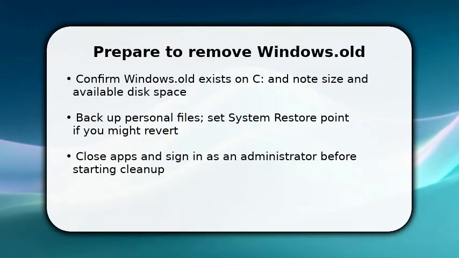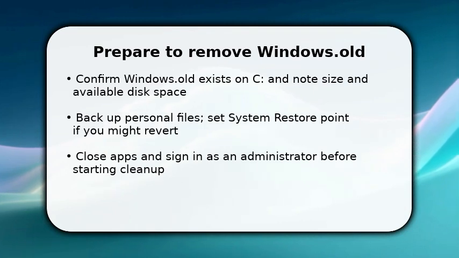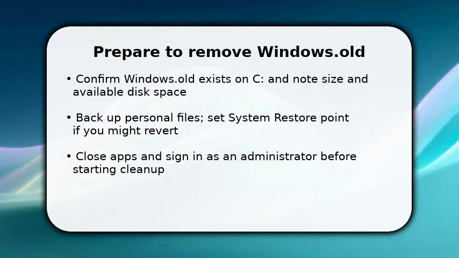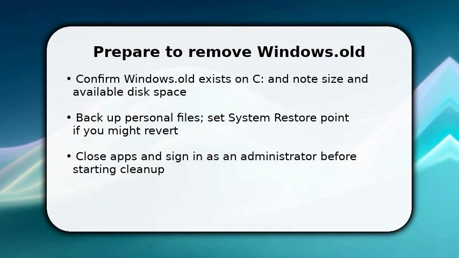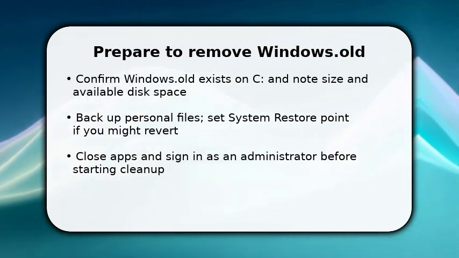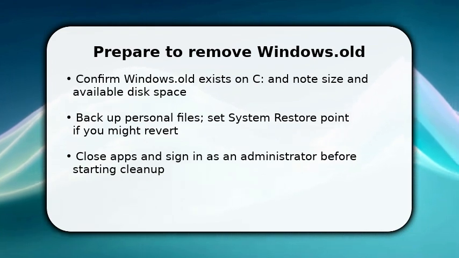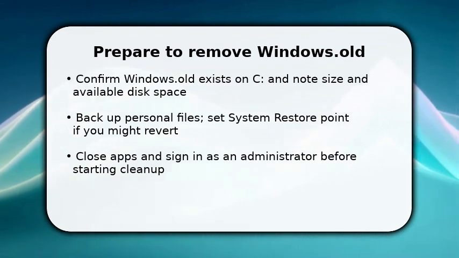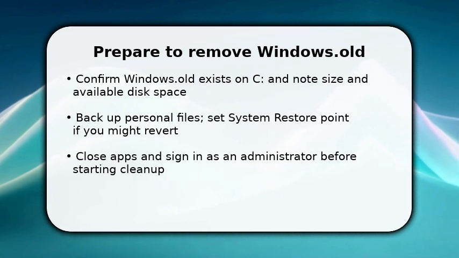Enjoy the video. You start by confirming Windows.old is present on C, and assessing its size so you know how much space you'll free. Once done, back up any personal files from that folder and create a system restore point in case you need to roll back. Make sure you're signed in as an administrator and close running apps to prevent file locks.